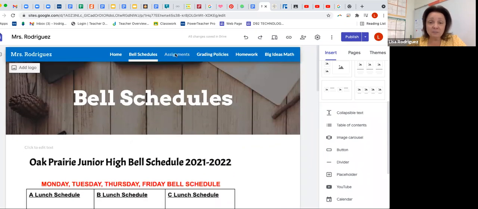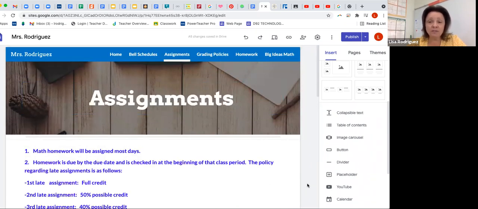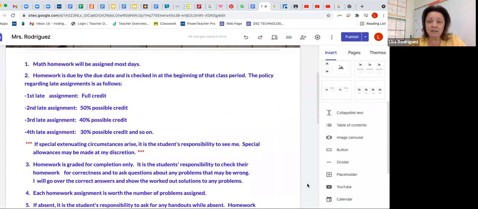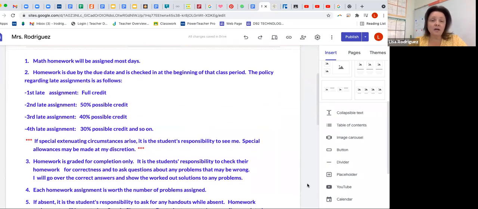Now, as far as math, these are the policies that I have in place for math. Homework is assigned most days. Homework is due on the due date, which is usually the next day, checked in at the beginning of class. I do allow late homework, and this late homework policy re-ups every quarter. The first late assignment, they can get full credit if it's completed. The second late assignment would be only worth 50%. The third late assignment would only be worth 40%, and so on.